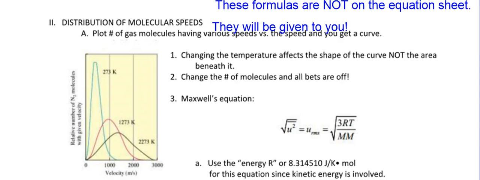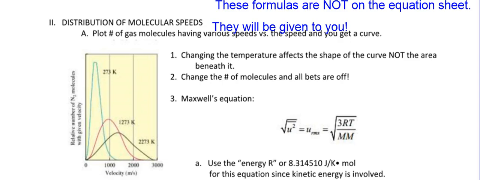Okay, so this is distribution of molecular speeds. And I noticed Maxwell's equation here in the middle of your screen. Don't worry about the Maxwell's equation. This formula is not on your equation sheet. If needed, it will be given to you. My guess is that the AP probably won't ask you to calculate this anymore. They used to, as a matter of fact. But I think what they will be more likely to ask is interpretation of some of these graphs.